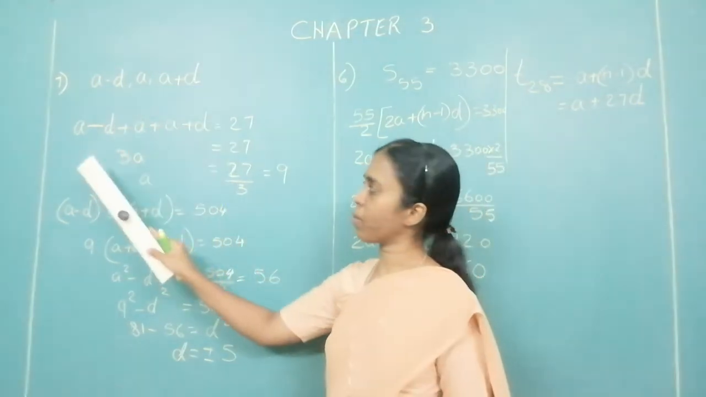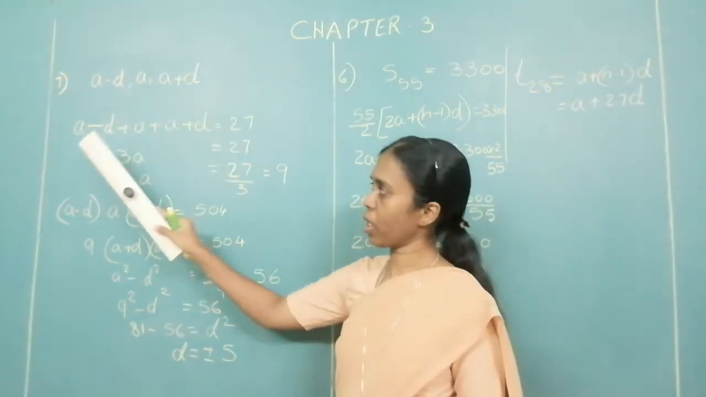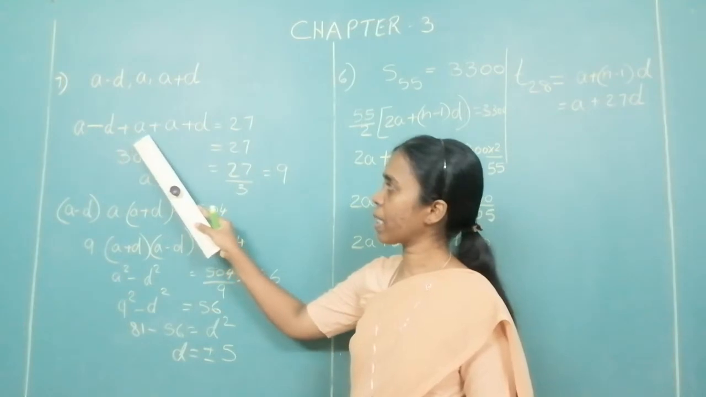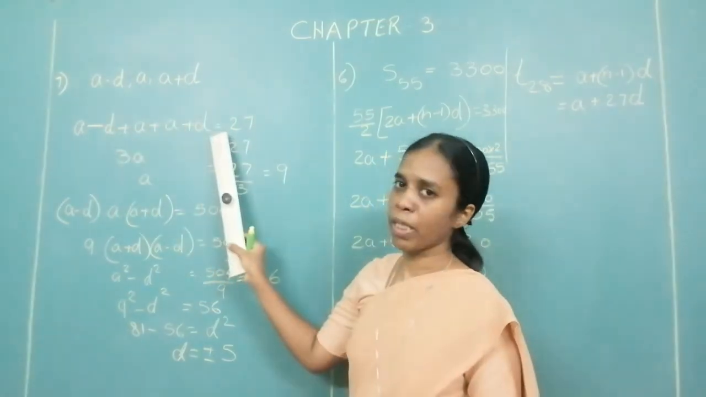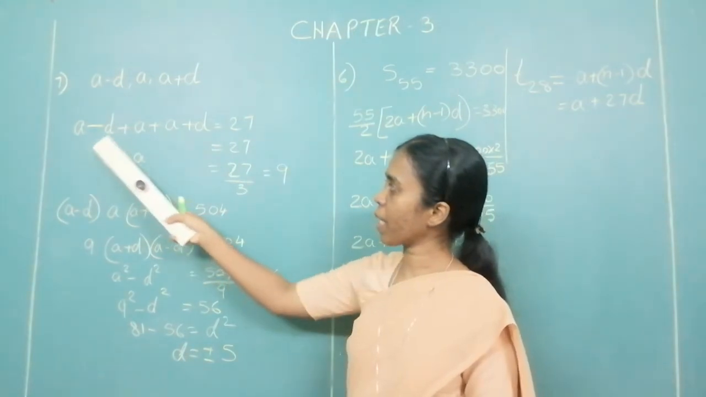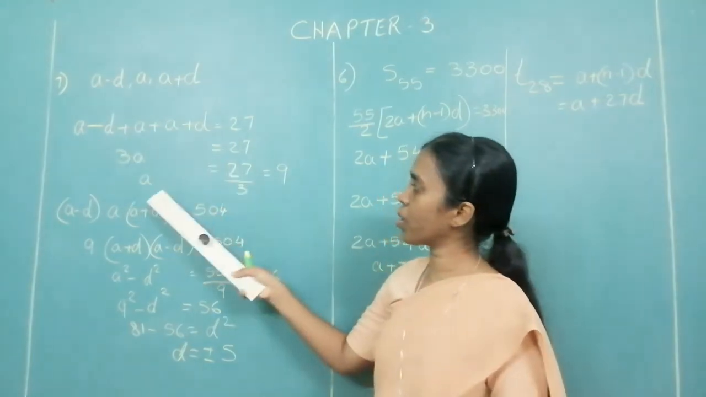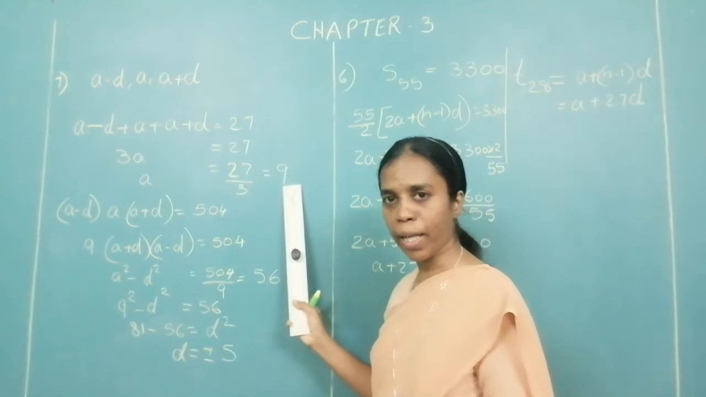Sum means add them. According to the given condition, a minus d plus a plus a plus d is equal to 27. Minus d and plus d get cancelled. So what do you have? 3a is equal to 27. a is equal to 9.